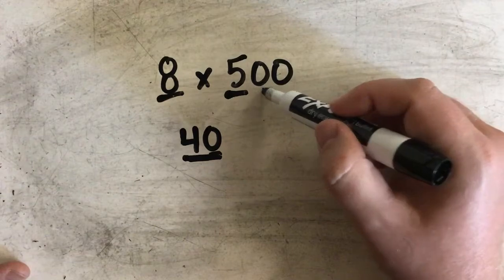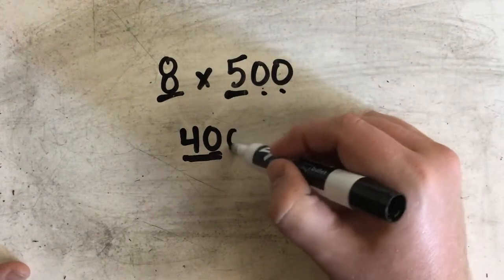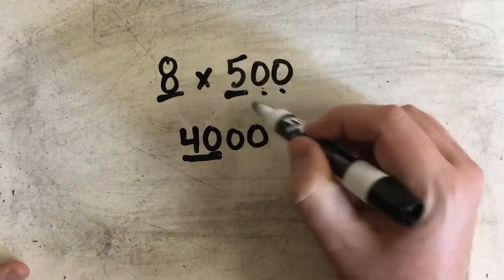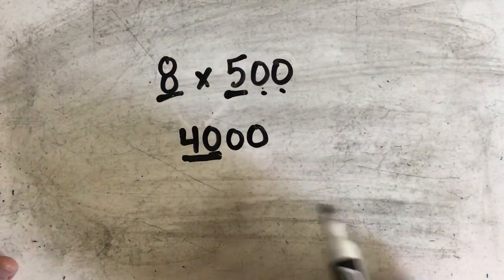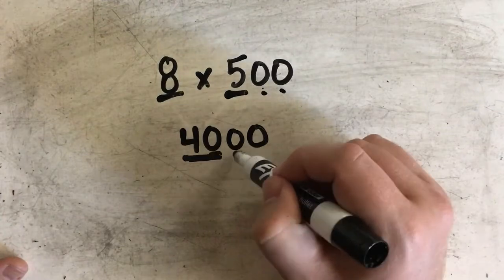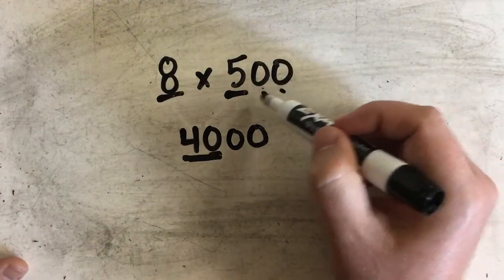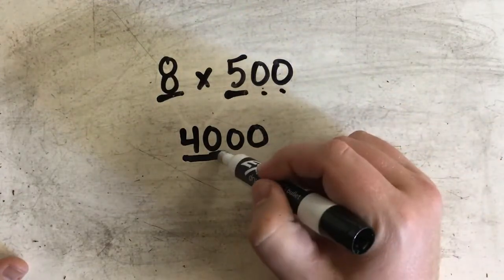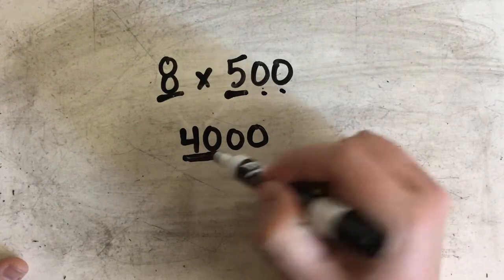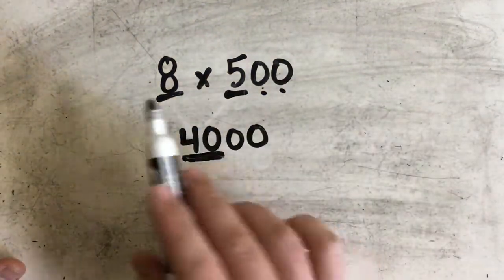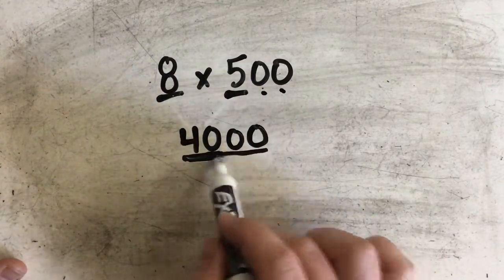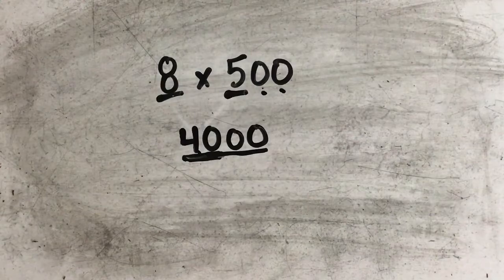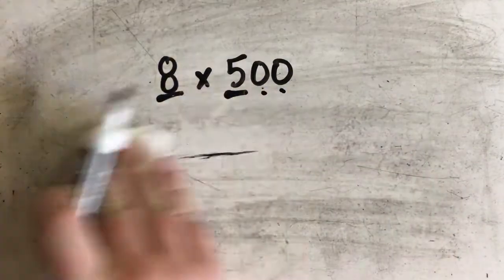So I still need to go back and put 2 more zeros to account for the 500 that I was really multiplying by. In this problem, I have 3 zeros in my answer and only 2 zeros in my problem, but that's because my basic fact included a 0 when I multiplied 8 times 5. So 8 times 500 would be 4,000. Let's do one more example of something similar to that.